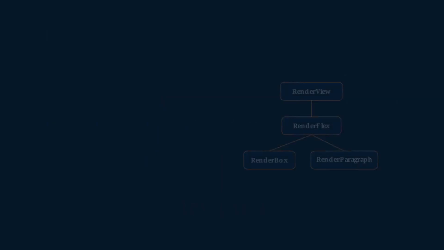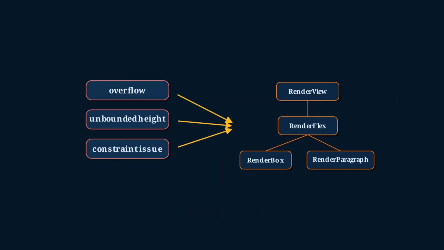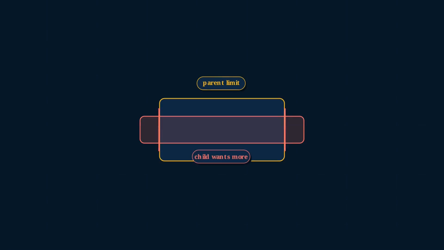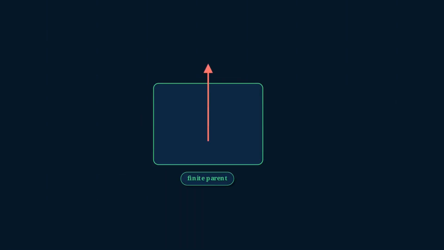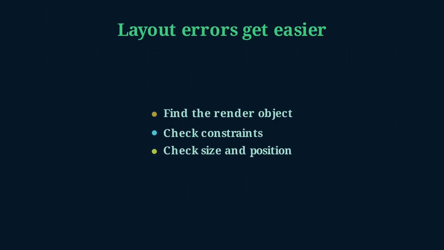When you see overflow errors, unbounded height problems, or constraint issues, the problem is usually connected to the render tree. For example, a child may ask for more space than the parent allows, or a widget may ask for infinite height when the parent expects a finite size. That is why the layout rule is so important. Constraints go down, sizes go up, parent sets position. Once you understand that, Flutter layout errors become much easier to debug.